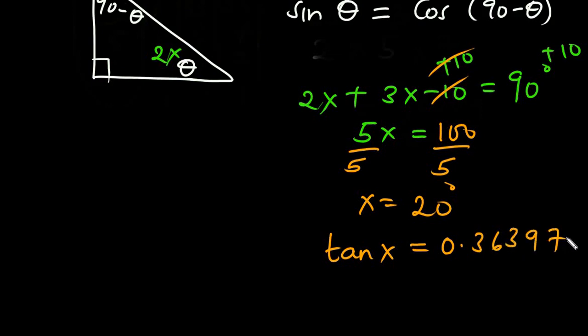0.36397. But going back to the question, we were required to give our answer correct to 4 significant figures. So we are going to make it to 4 significant figures: 1, 2, 3, 4. The fifth digit, we're going to round it off. We're going to add 1 here, so it's going to be 0.3640. So that is going to be the tan of x.